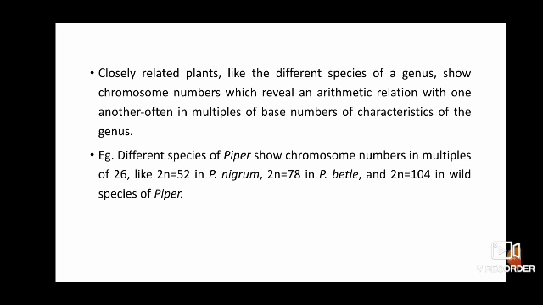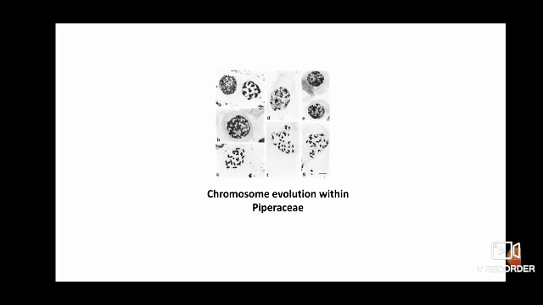Closely related plants like the different species of a genus show chromosome numbers which reveal an arithmetic relation with one another, often in multiples of base numbers characteristic of the genus. Example, different species of Piper show chromosome numbers in multiples of 26, like 2n is equal to 52 in Piper nigrum, 2n is equal to 78 in Piper betle, the betel leaf, and 2n is equal to 104 in wild species of Piper. This is the picture showing the chromosome evolution within Piperaceae.